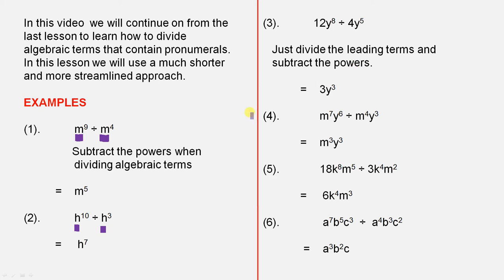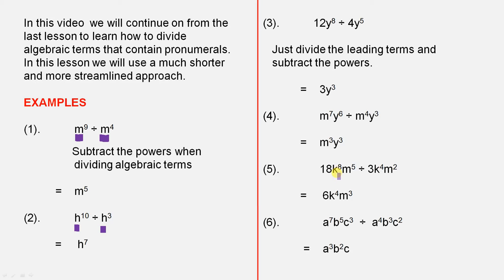So you do exactly the same as we did here, but whenever you have leading terms, they have to be divided. So 12 divided by 4 is 3. Simple division. 8 minus 5 is 3, so it's 3y to the power of 3. For this example here, we have two separate pronumerals there. You look at the m first. 7 take away 4 gives us 3. 6 take away 3 gives us 3. So it's m to the power of 3, y to the power of 3.